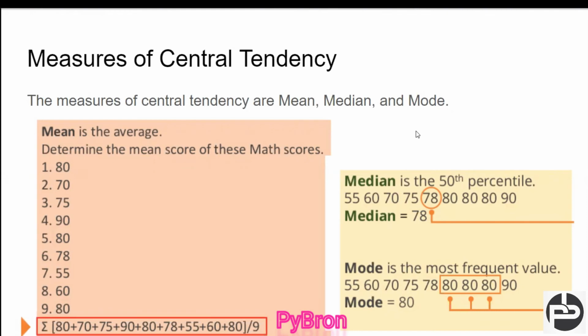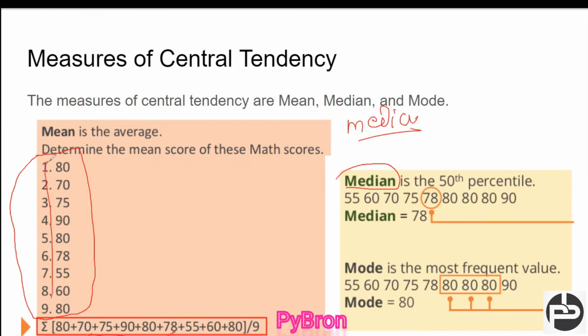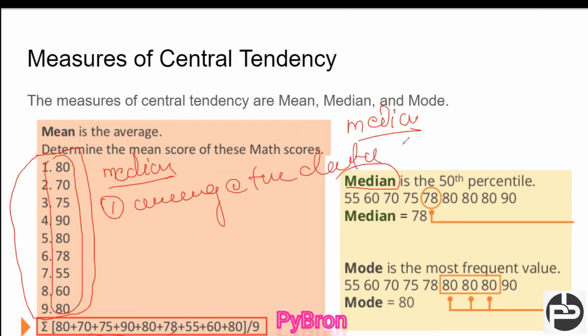Let's suppose we have some data, 80, 77, some random data you just pick from your observation, and calculate the mean. I calculated the mean and it comes around 74.22. Now I am trying to calculate the median. What is the median? In order to calculate the median of any data set, you have to arrange your data in ascending order.